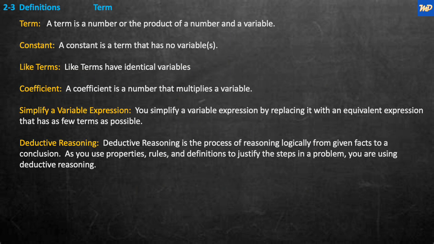Okay, definitions. Let's start by talking about a few different items that we're going to be discussing in this section. A term is a number or a product of a number and a variable. A constant is a term that has no variables. Like terms have identical variables. Coefficients. A coefficient is a number that multiplies a variable.